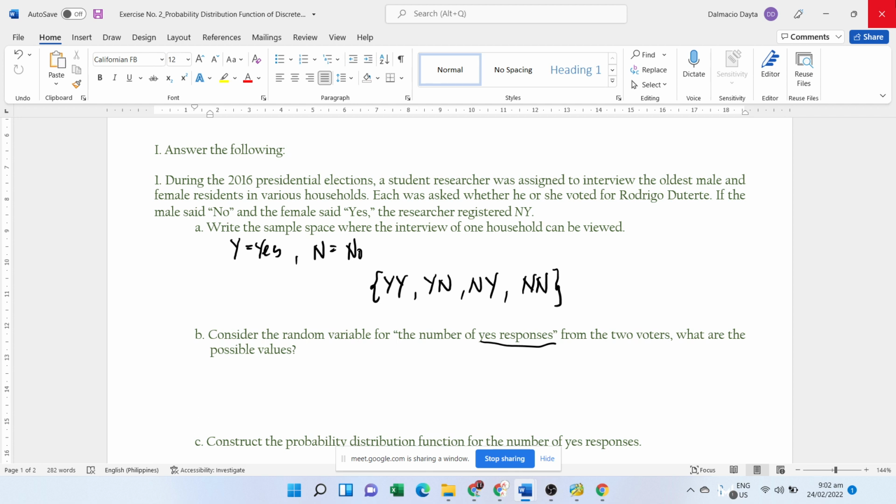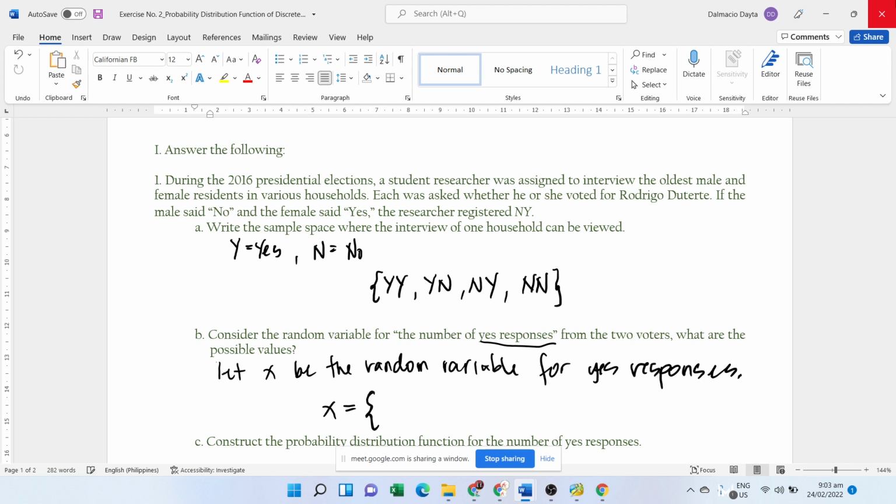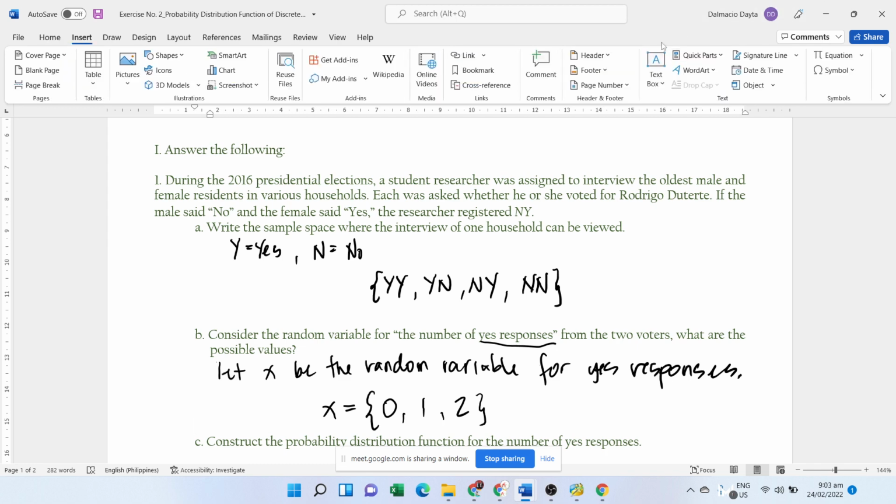So, let x be the random variable. Let x be the random variable for yes responses. Ganyan, ano? Susulat ninyong ganyan. So, what are the possible values of the random variable? 0 if both respondents say no. 1 if only one of the respondents said yes. 2 if both respondents said yes. Ito lang yung possible values of the random variable. Check your work. That is the answer to letter B.